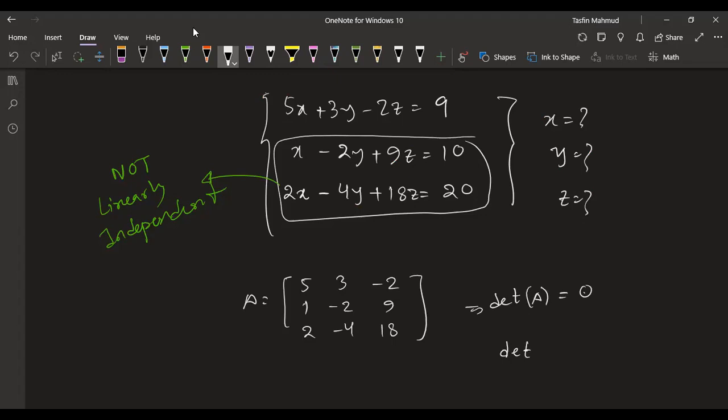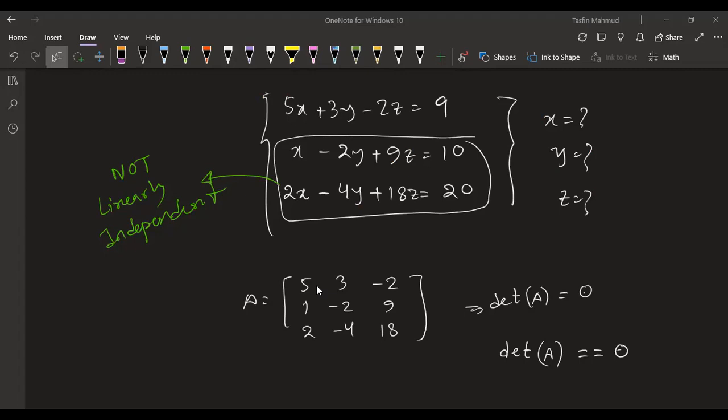This is a predefined function. So just take the coefficient matrix and pass it through this det function and check whether the value is 0 or not. If it is 0, then just stop there. We will not be able to find the solution, whatever we do. Whatever we do, if the determinant of the coefficient matrix becomes 0, we will never find the solution.